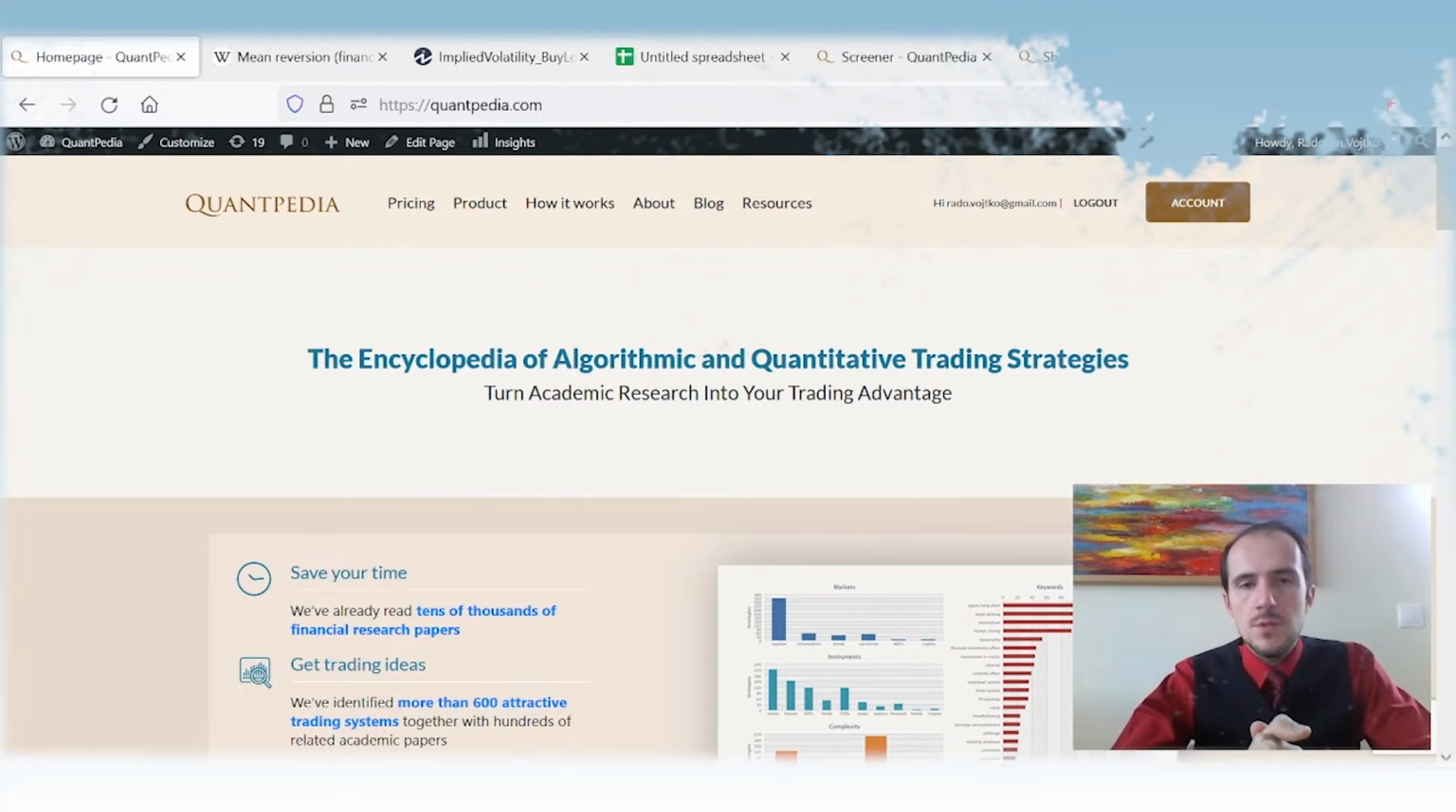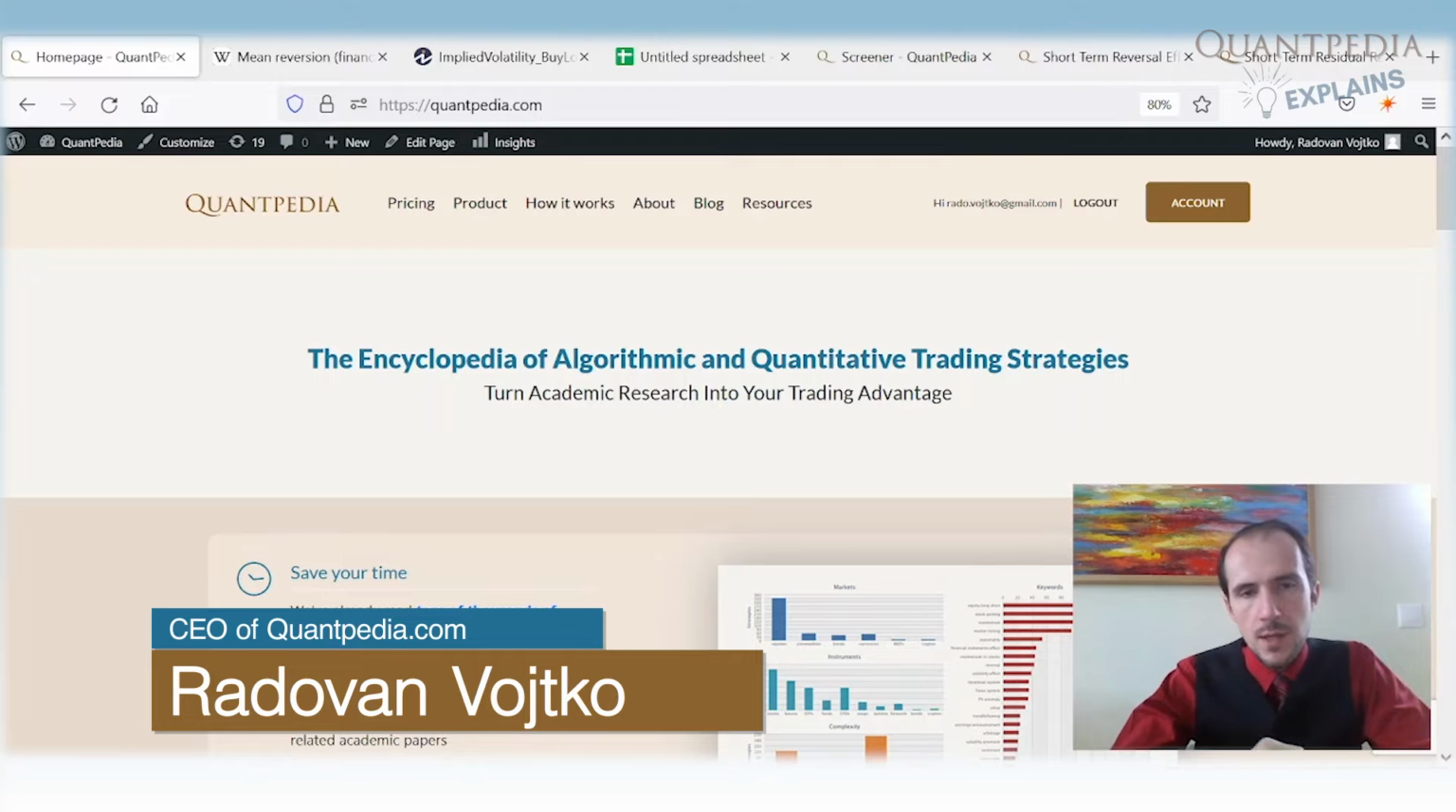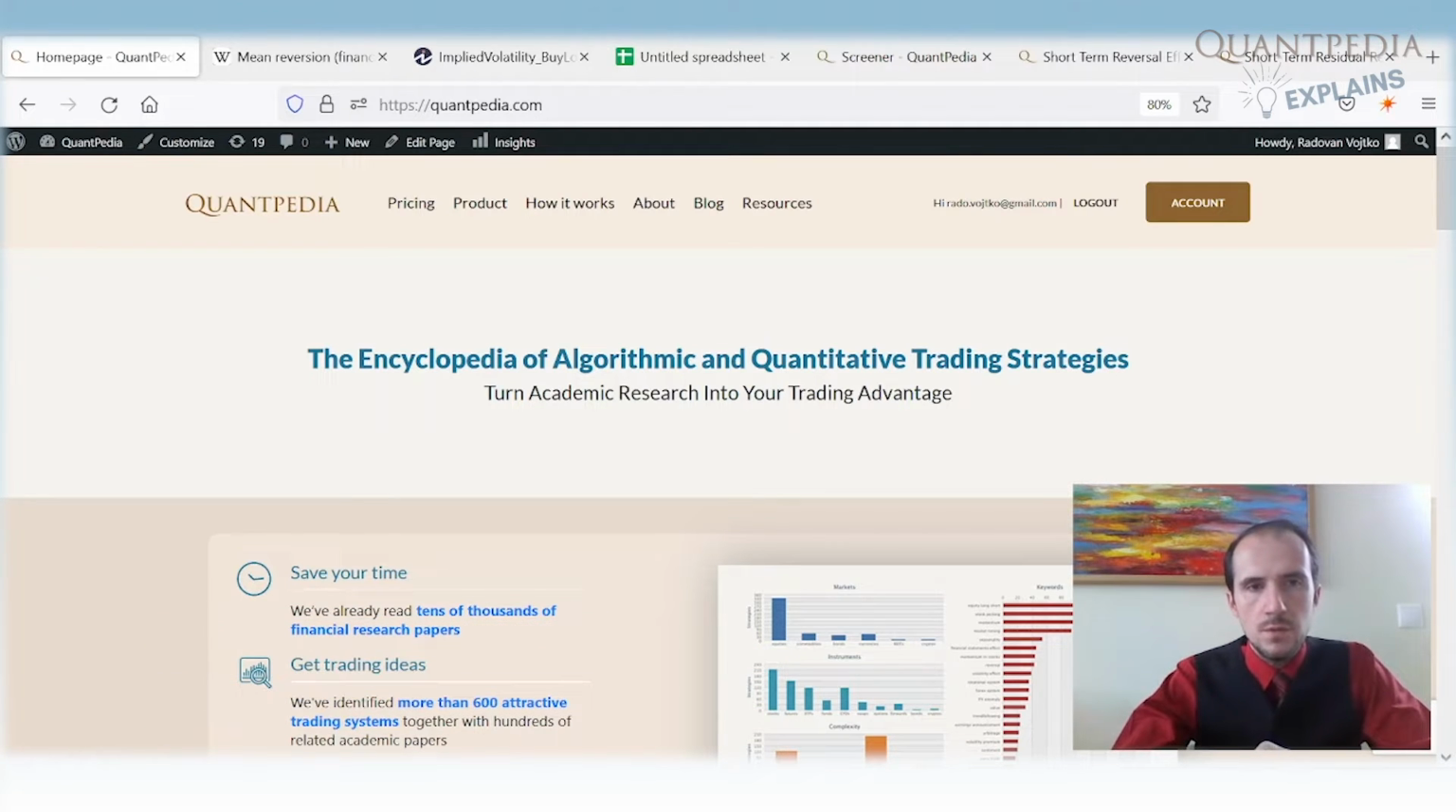Hello everyone, my name is Radovan Vojtko and I'm CEO of Quantpedia. Today I would like to discuss mean reversion trading. But firstly, let's define what mean reversion means. There are two types of mean reversion. The first one is time series mean reversion, and the second is cross-sectional mean reversion.